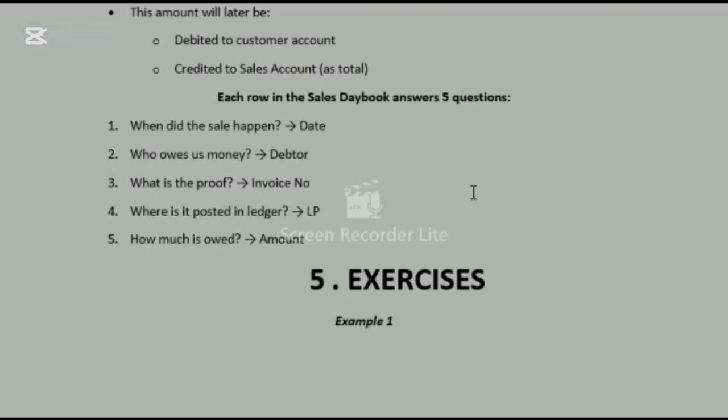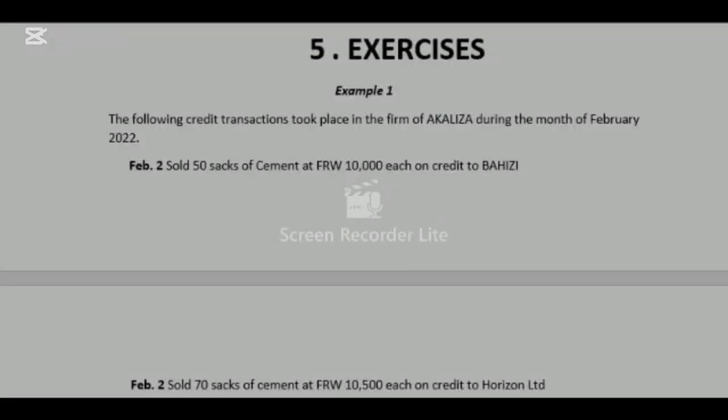When did the credit sales happen? This is a date. And who owes us money? Definitely it is the customer's name. And what is the proof? Proof is the invoice number. Where it is posted in the ledger, this is the ledger page. And how much is owed? It is the amount. So, example number 1.